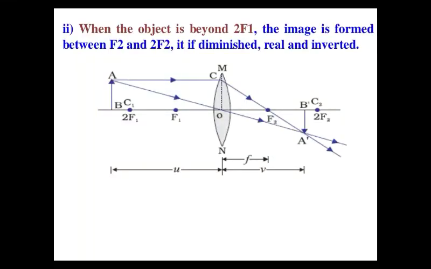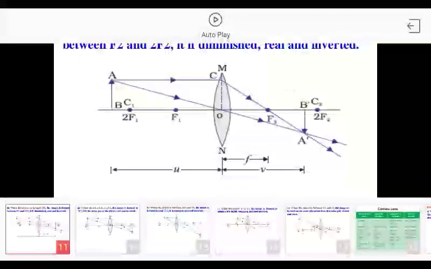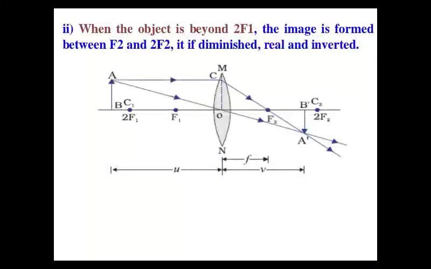So in this way we have to draw the diagram, and then we can write properly that the image is formed between f2 and 2f2. This is f2 and this is 2f2, so the image is formed anywhere in between, and the size of the image is diminished. You can see it is smaller than the object, and its nature is real and inverted. You can see this is a real image, it is inverted. And another thing is that this image is formed due to the actual meeting of these rays of light, so it is real.